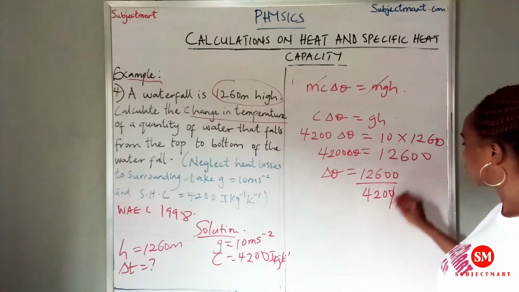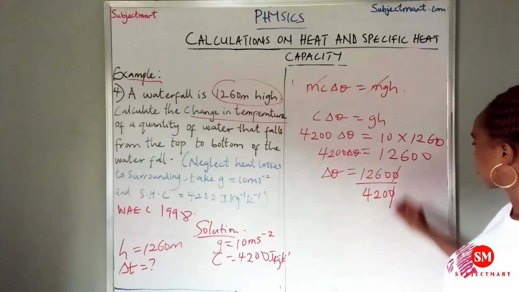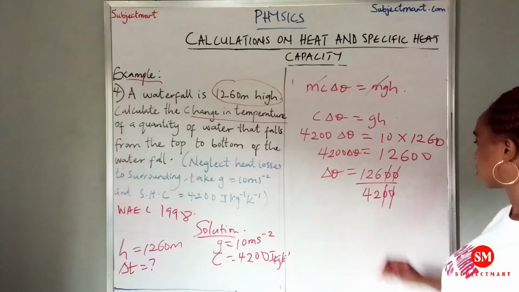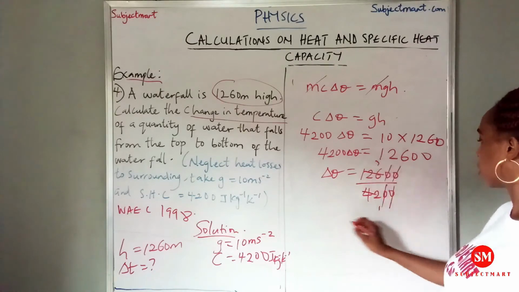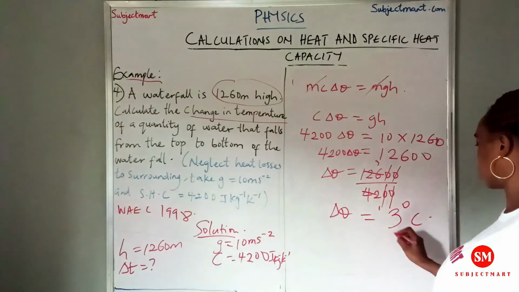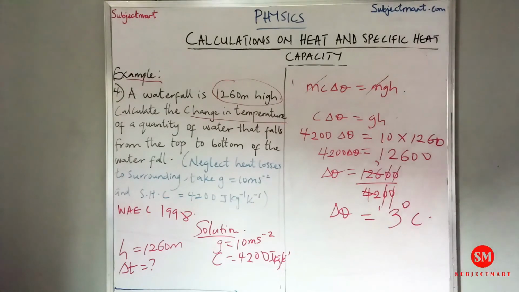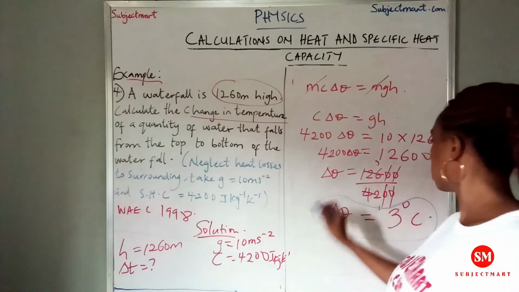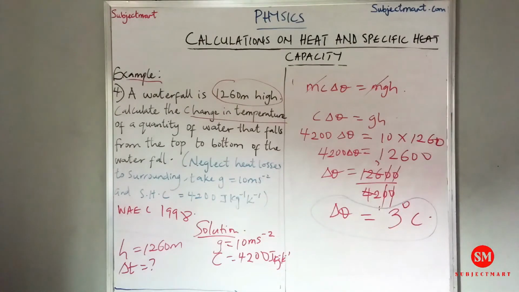So this cancels this. This cancels this. Here 1, here 3. So my change in theta, change in temperature is 3 degrees C. You can see it's as simple as that. So the change in temperature is 3 degrees centigrade.